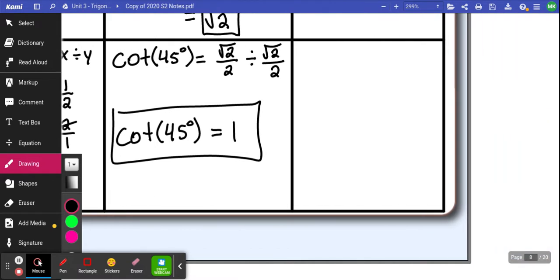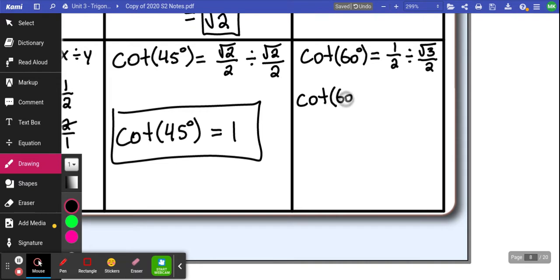And our last one, cotangent of 60 degrees. Again, we know cotangent is x divided by y. So this would be 1 over 2 divided by root 3 over 2. Kiss and flip. This means that cotangent at 60 degrees is 1 over 2 times 2 over root 3. Again, those 2's will cancel. So the cotangent of 60 degrees is 1 over root 3.